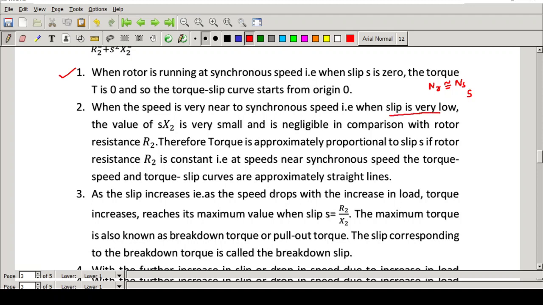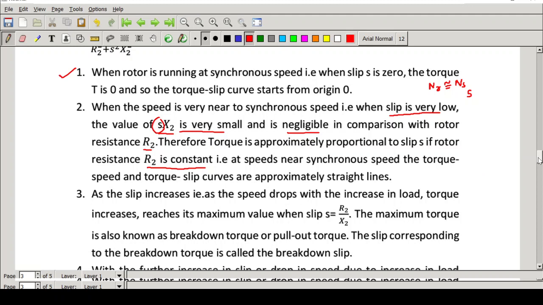If S is very low, what will be the value of S into X2? Because everywhere in the relation you can see this expression S into X2. This also will be very small, so it can be neglected when compared to R2. Compared to resistance R2, S X2 can be neglected because S is very small. Now just assume that this R2 is also a constant.